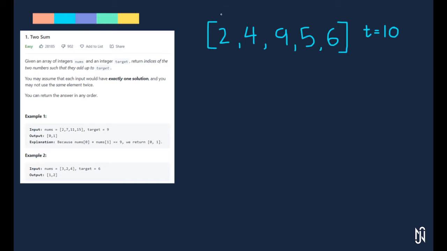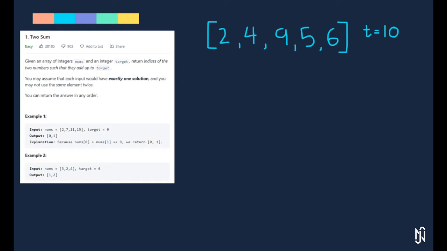So on the initial loop, we'd set the first value to 2, which is the 0 index number in the array, and then we check through the rest of the array to see if any of these numbers added up with 2 equal the target. So we check to see if 2 and 4 are equal to 10, which they are not. We check to see if 2 and 9 are equal to 10, which they are not. We would check to see if 2 and 5 and 2 and 6 are equal to 10, which neither of them are.